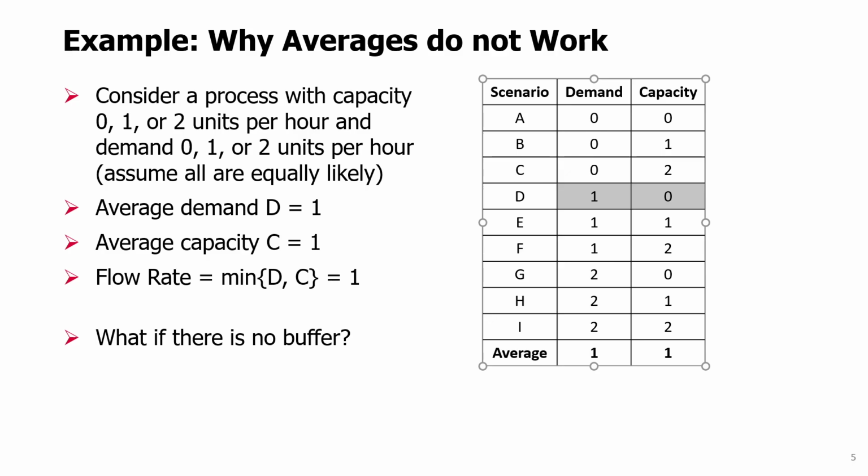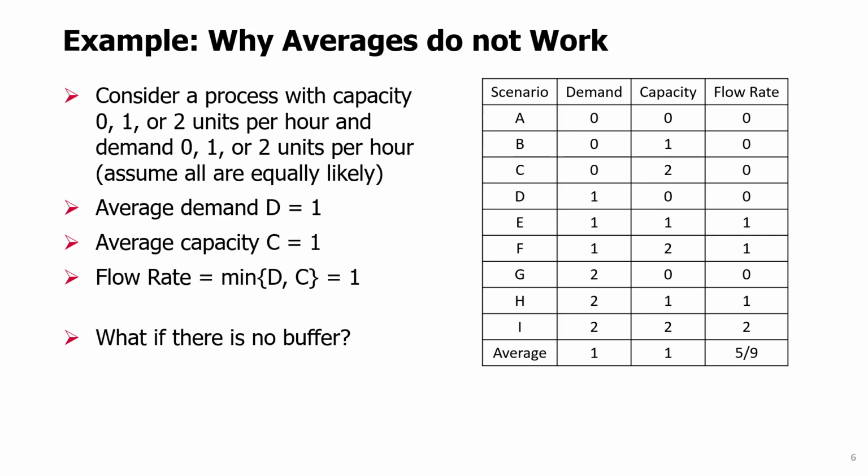So in fact, we can calculate a flow rate for each of those cases, and it's always a minimum. So the minimum of 1 and 0 will be 0 here. And here, where we have capacity 2 and only 1 demand, the flow rate will be 1. And even worse is here: when the demand is 2 and the capacity is 0, then we lose 2 units of demand, and so on.